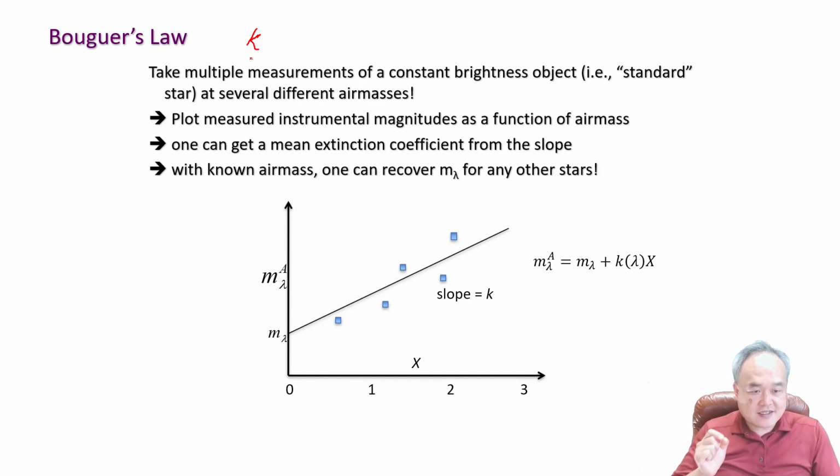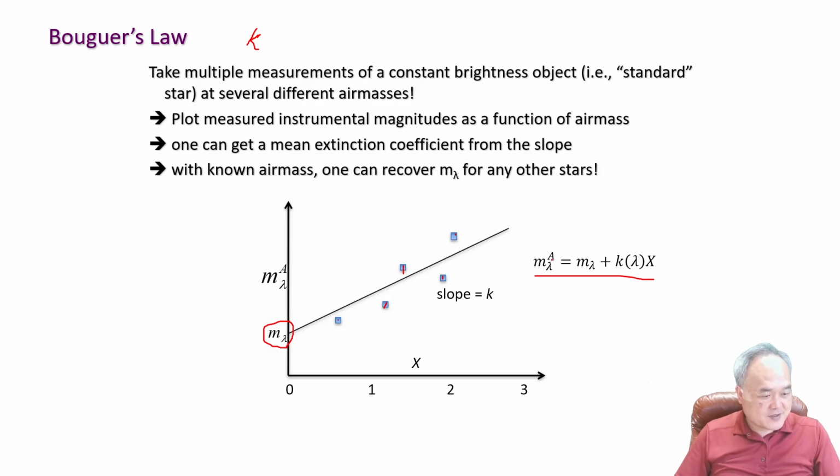Imagine that you observed a known brightness object, your standard star, 5 times. Because you already know its brightness, you already know m sub lambda outside of the atmosphere. So you already know this m sub lambda, and you repeated observation of that particular star 5 times at different air masses of X. Then, from this relationship, the atmosphere affected the observation of the same star.